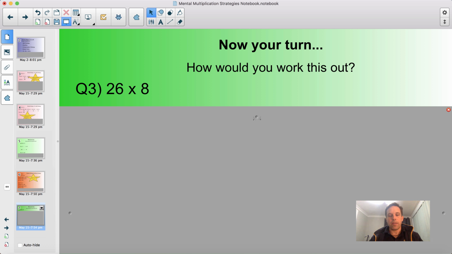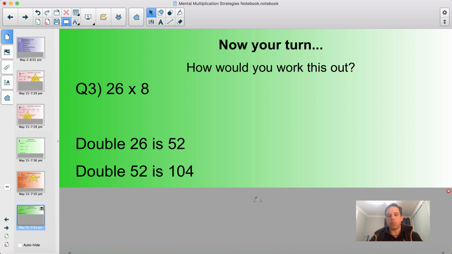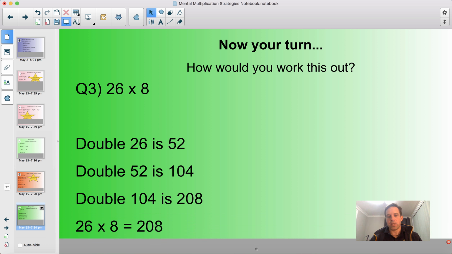Now you've given this a try, let's look at the answers. When we double 26, it equals 52. When we double 52, it equals 104. When we double 104, it is 208. Therefore, 26 times 8 equals 208. Because we've times it twice, we've times it 4 times, then we've times it 8 times.